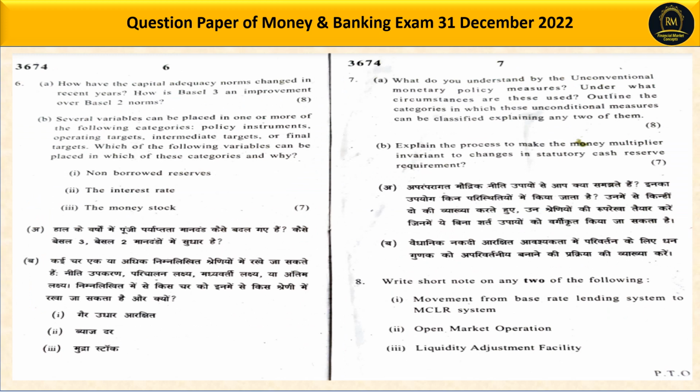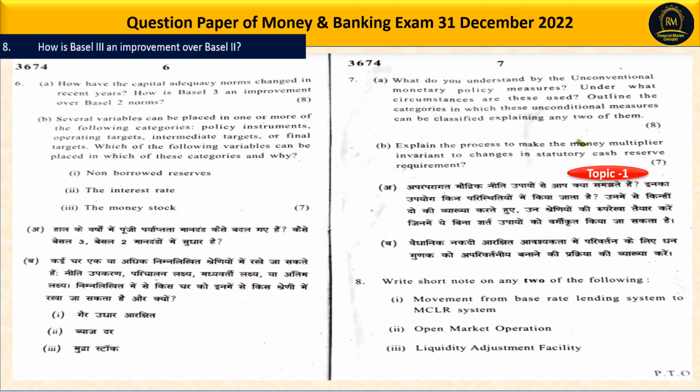Now coming to question number 6a. How have the capital adequacy norms changed in recent years and how is Basel III an improvement over the Basel II norm? So this was an 8-marker question, and if you remember, in my sample question number 8 of topic 4, I asked you to prepare how Basel III is an improvement over Basel II. So this came in the exam.